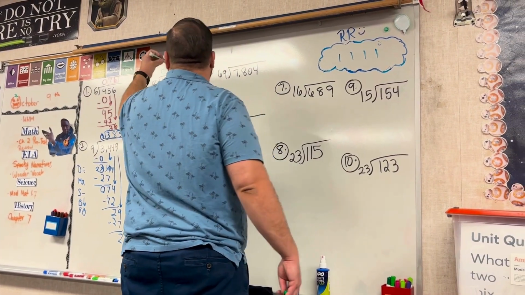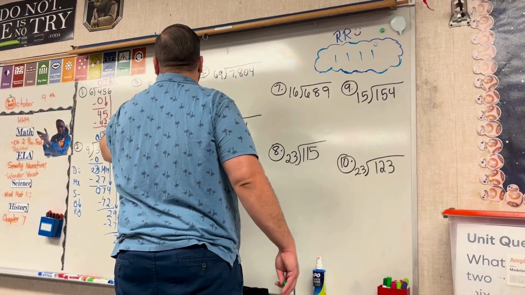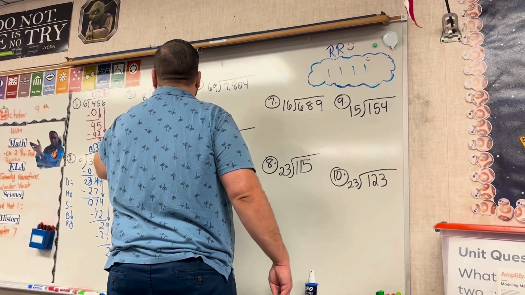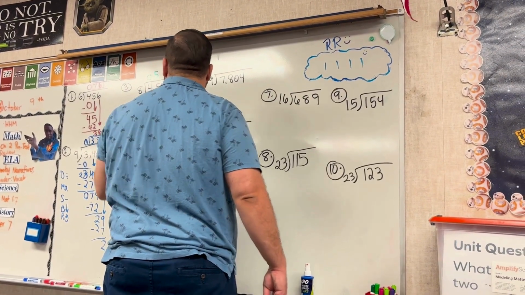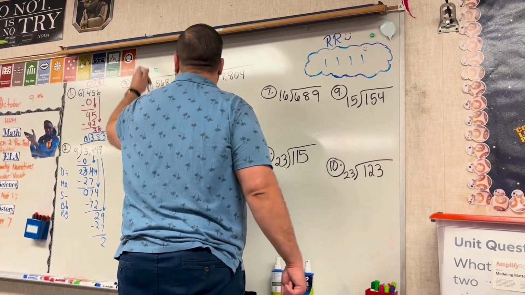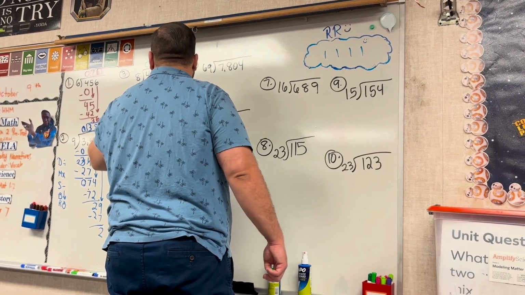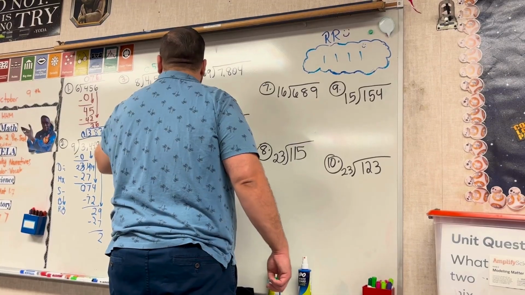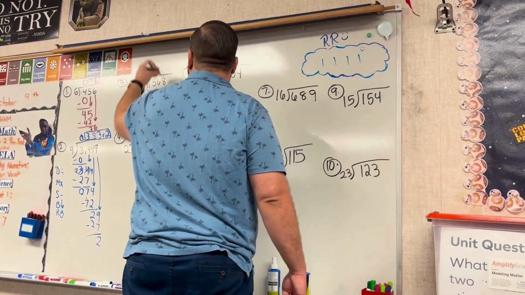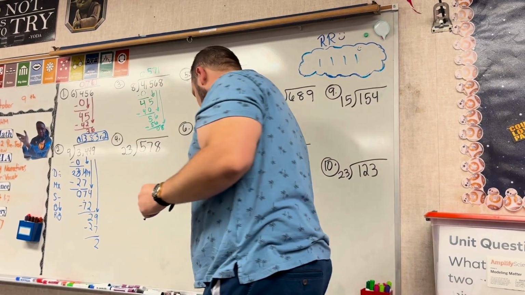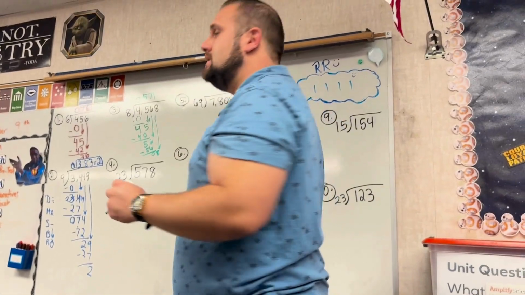8 goes into 45 5 times. 8 times 5 is 40. We have 5 left over, and we bring down the 6. 8 goes into 56 7 times. 8 times 7 is 56. We got 0 left over. We bring down the 8. 8 goes into 8 one whole time, and there's no remainder. So our answer is 571.